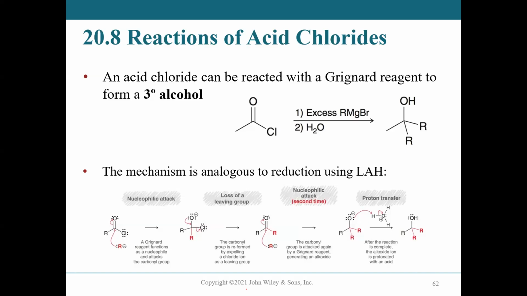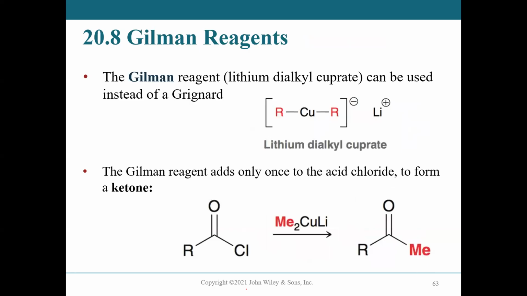Producing the ketone requires the use of a more selective carbon nucleophile that will react with acid chlorides, but not with ketones. And there are many such reagents. The most commonly used reagent for this purpose is lithium dialkyl cuprate, also called a Gilman reagent. And we see a Gilman reagent right here.